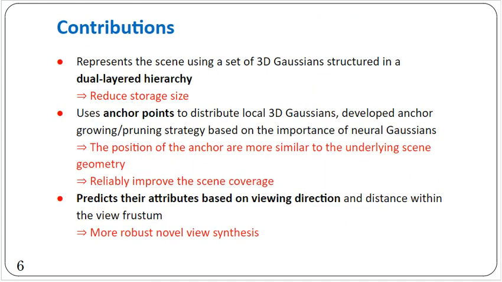And now let's talk about the contribution of this selected paper. This paper represents the scene using a set of 3D Gaussians structured in a dual-layered hierarchy, which reduces the storage size. It also uses anchor points to distribute local 3D Gaussians, and developed an anchor growing and pruning strategy based on the importance of the neural Gaussians. The positions of the anchors are more similar to the underlying scene geometry, which reliably improves the scene coverage. It also predicts their attributes based on the viewing direction and distance within the view frustum, which leads to more robust novel view synthesis.